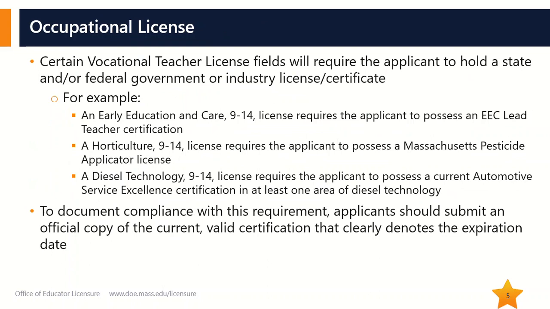Not all vocational fields require an additional license or certification. Interested applicants should consult the Chapter 74 Guide for Vocational Technical Teacher Licensure to see if such a license is required. If an occupational license is required for a Chapter 74 vocational educator license, applicants should submit an official copy of the current license or certification that clearly denotes both their name and the expiration date.